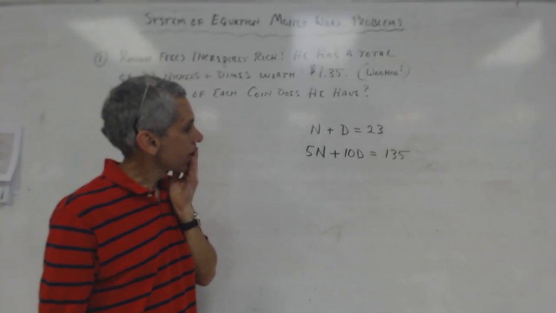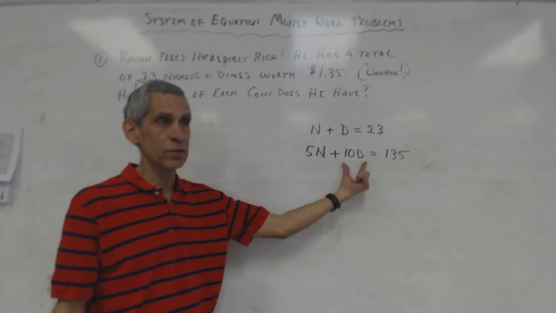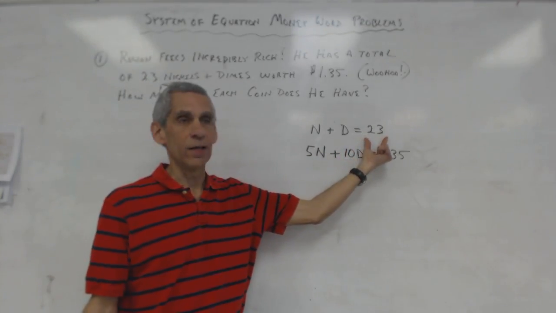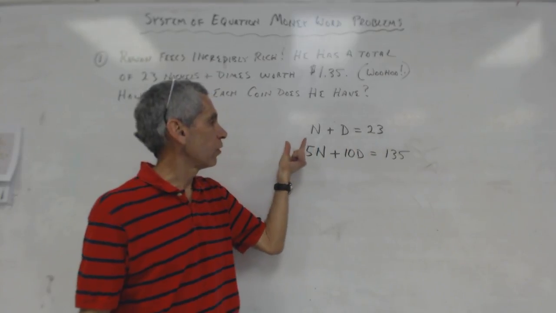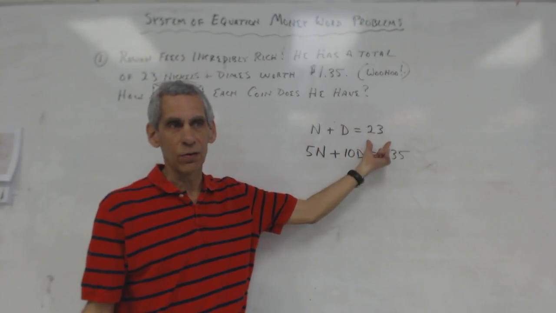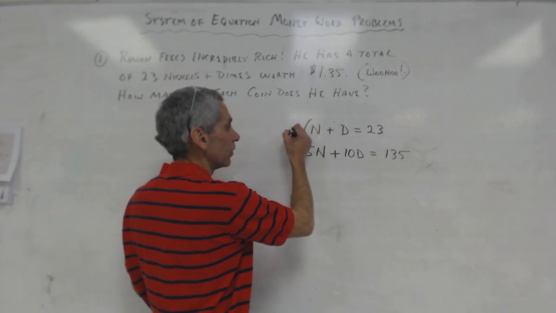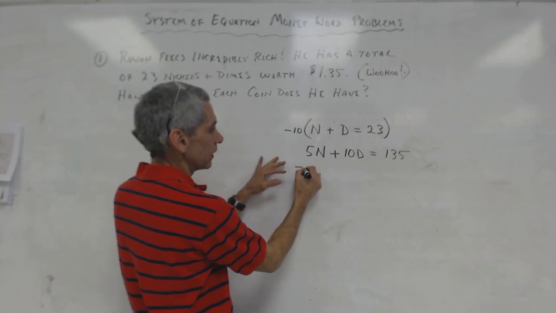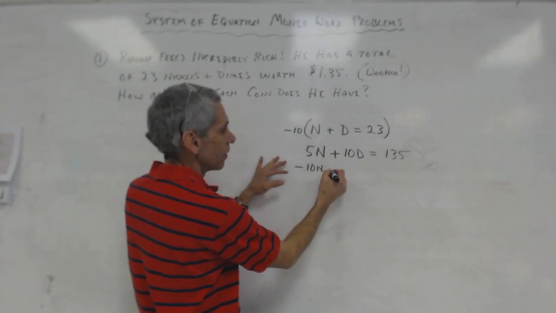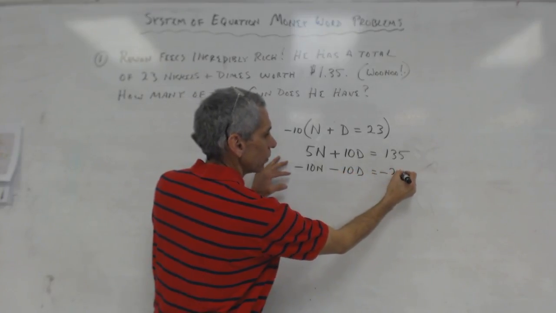You might multiply by -5. You could do -5 or you could do -10. When I have dimes, I know what 10 times 23 is, right? It's really easy. 23 times 10 is 230. I just added 0 after it. But I don't know what 5 times 23 is personally, so it's easier for me to deal with the 10. So I'm going to multiply this whole thing times -10. Does that make sense? And that's going to give me -10n minus 10d equals -230.